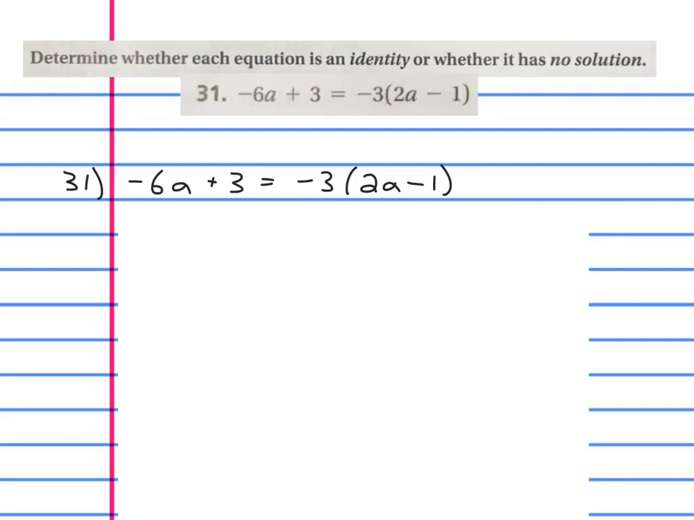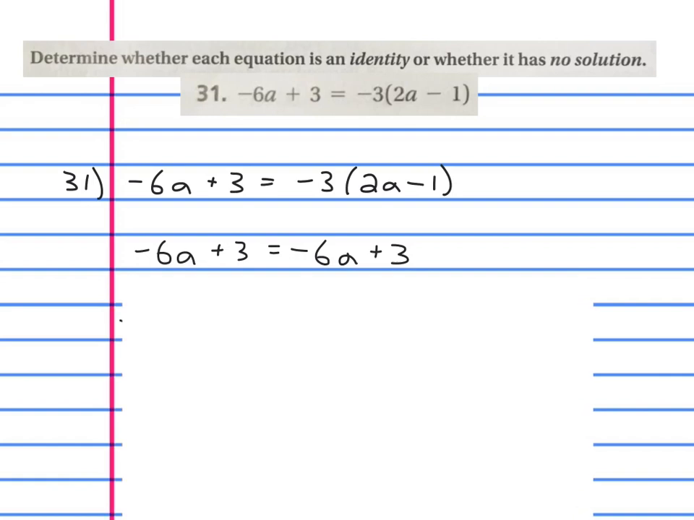Okay, determine whether each equation is an identity or whether it has no solution. We need to combine all of the like terms. First thing we need to do actually is distribute. We need to distribute this -3 into both parts. -3 times 2a is -6a. -3 times -1 is +3. So we've got -6a plus 3 on both sides.